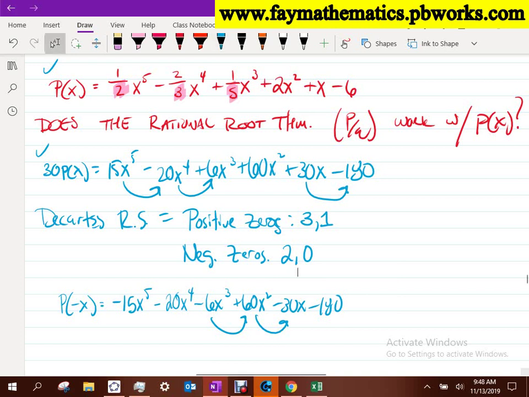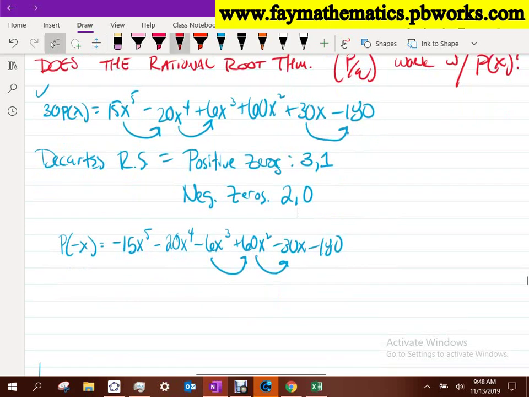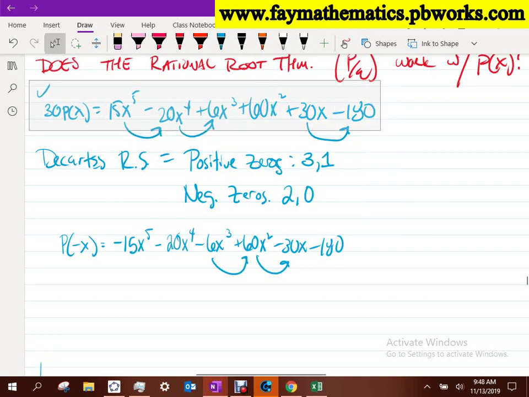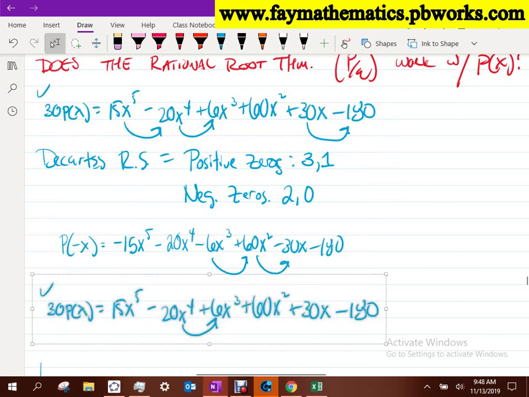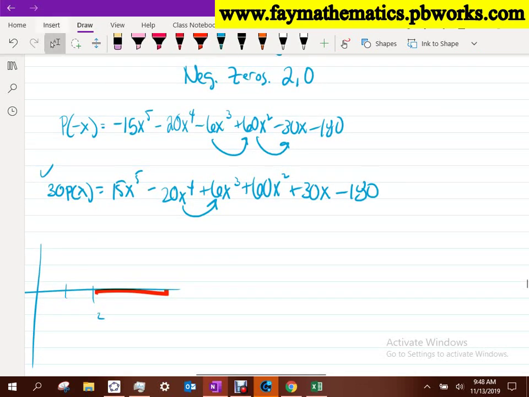Okay, let's now talk about what our P over Q's are. So if I'm looking at my P over Q's for this thing right here, let's see. So remember, the P over Q's, or the potential zeros for P of X, are going to be the same zeros for 30 P of X. So when I look at P, 180, I think about the factors of 180.